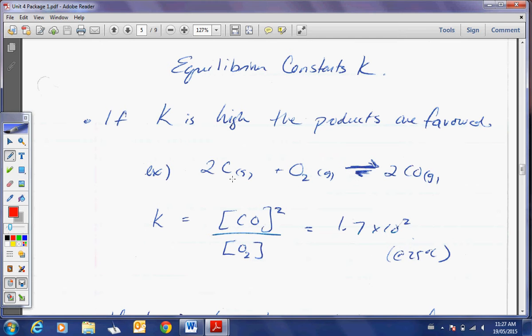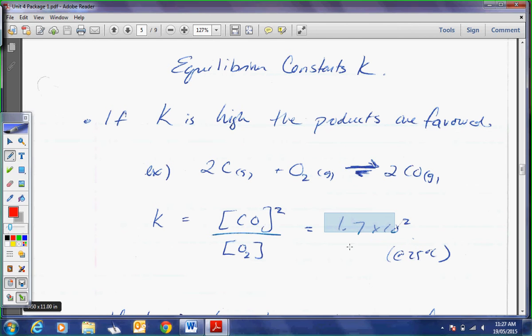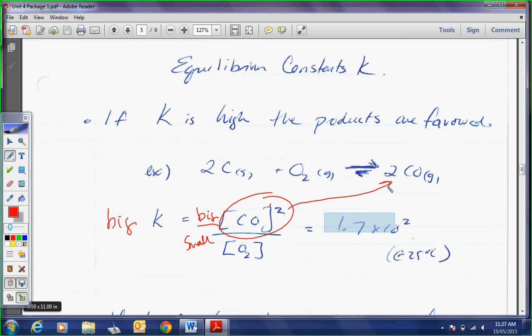Okay, so these K numbers, the constants, they have actual numbers to them. If the K value is high, it means the products are favored. Because if the K value is high, it must mean that the top was a big number. For this to be big, this must be big over something small, like 1,000 over 1. Or 1,000 over 2 would make a big number still. So if K is big, it means that the top is big. The top are our products. So that means I have a large concentration of products and a small concentration of reactants.